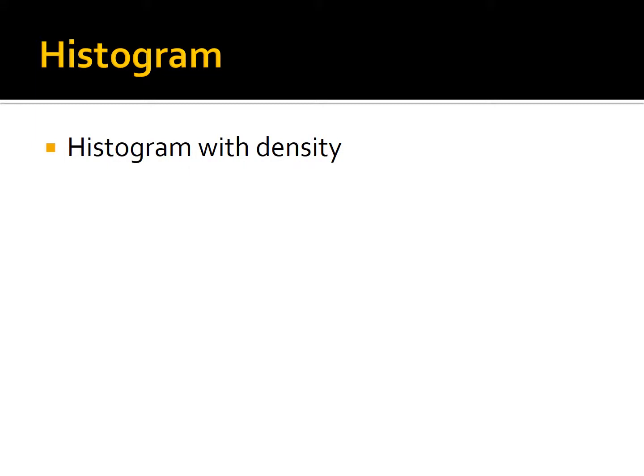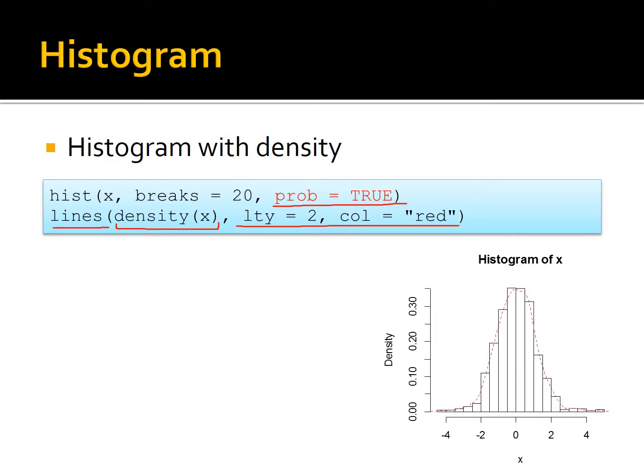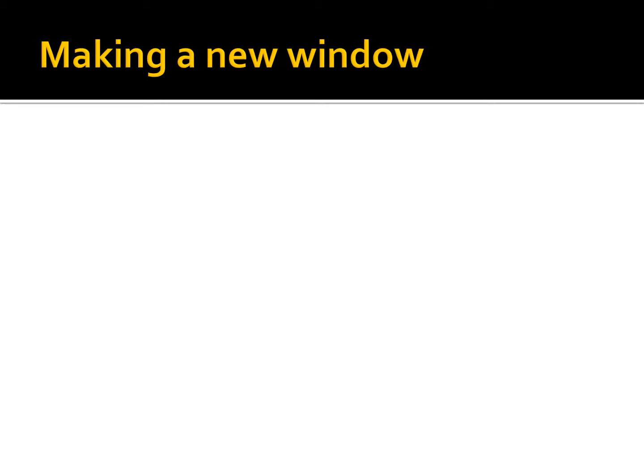And if we want the density, first the density is the probability of each data point, speaking loosely. So we need a histogram of the probability, and then we run density(x) to get the density of a variable. Then we use the lines function to have the density line on top of the histogram, like this.